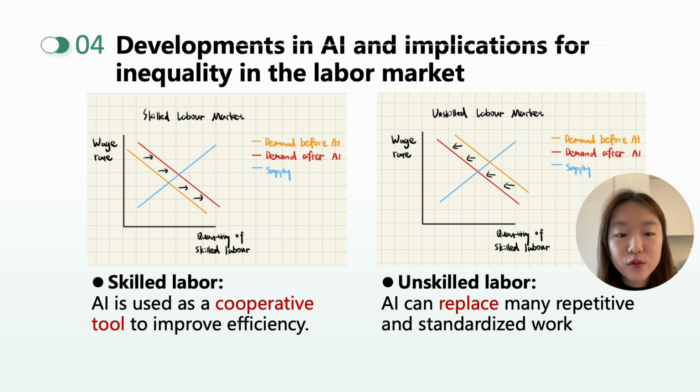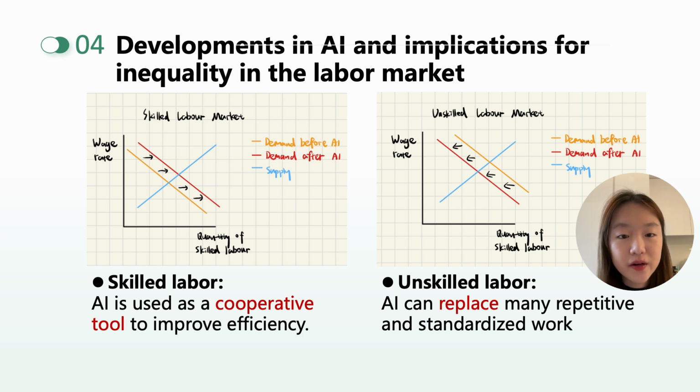Finally, let's move to the developments in AI and implications for inequality in the labor market. For unskilled labor, if AI can replace many repetitive and standardized work, unskilled labor lacks transferable skills and will find it hard to adapt to new job requirements in the short term. The demand for unskilled labor will move to the left.